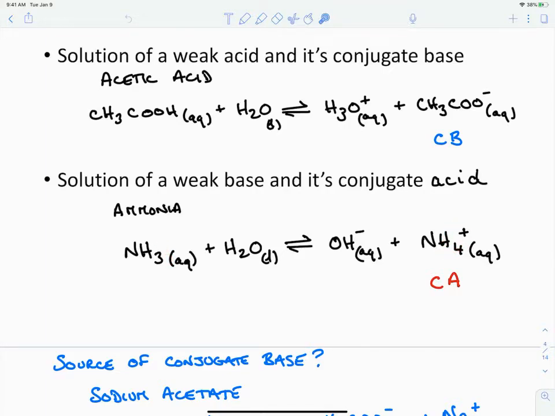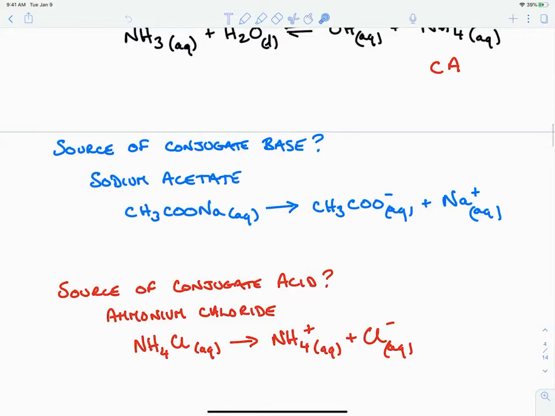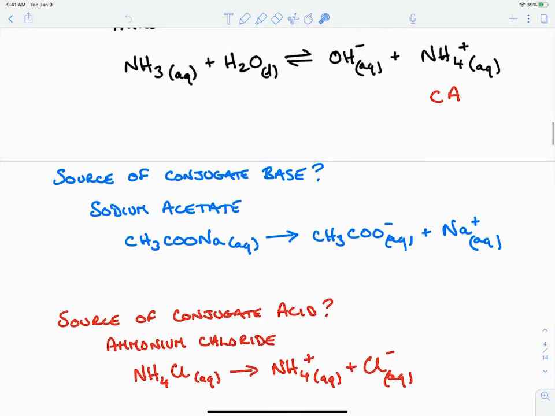And so to make this solution, we would need a solution of ammonia and its conjugate acid, which is ammonium ion. So we would need to put something in the solution that produces NH4 plus. In the case of ammonium chloride, that would be a great example, because you put it in water, it dissociates, produces NH4 plus ammonium ion, which is exactly what we want up here. And then it also produces chloride ion. What happens to this chloride ion? Well, the chloride ion is soluble in water, so it's in the solution, but it's not involved in the reaction.